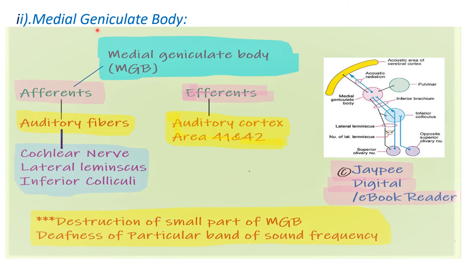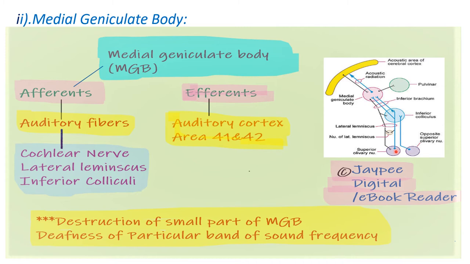The second specific sensory nucleus is the medial geniculate body, or what we call MGB. It is mainly concerned with auditory sensations, and it receives auditory fibers which mainly come via the inferior colliculi, and also some fibers via the lateral lemniscus. Basically, the cochlear nerve fibers from the ear relay in the superior olivary nucleus.